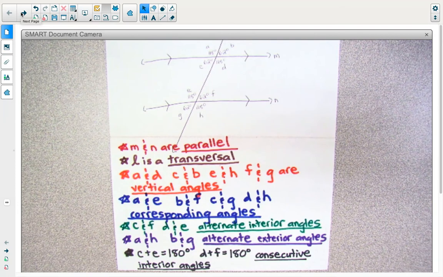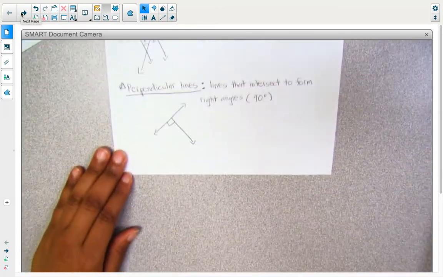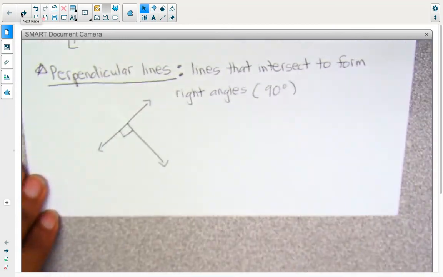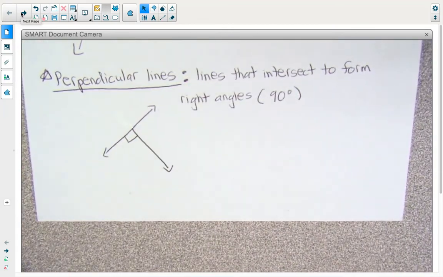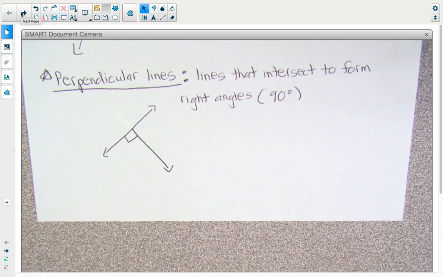So we've been looking at parallel lines. The last thing I want to take a look at are perpendicular lines, which are very straightforward. Hopefully you remember them from way back when. So perpendicular lines are lines that intersect to form 90-degree angles, a right angle. So I have a picture down here, intersecting lines. Most of the time you'll have this little box here that lets you know it's a right angle. So those are perpendicular lines.